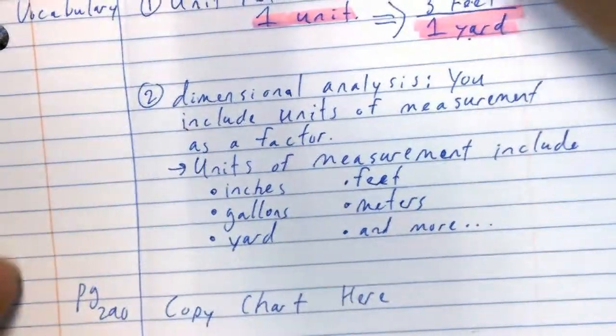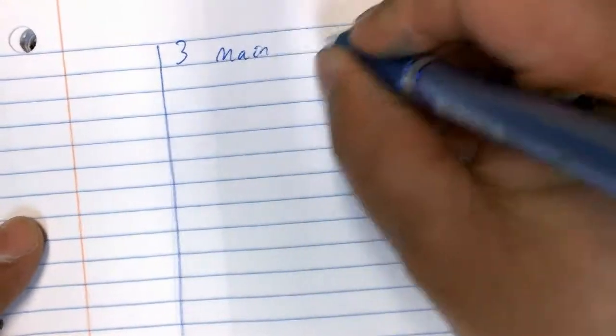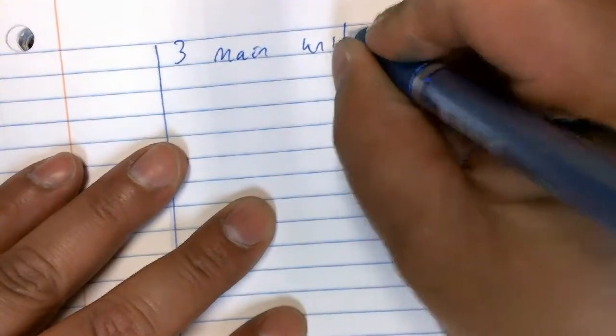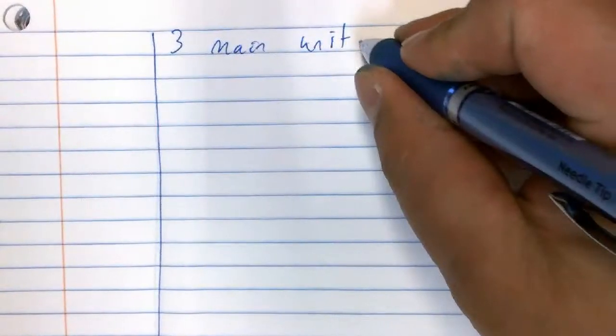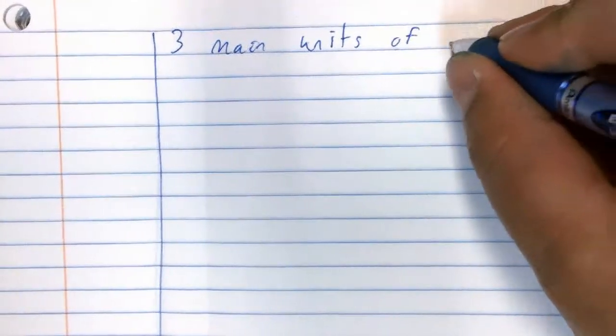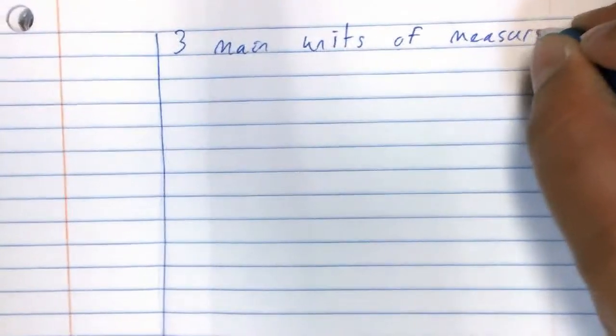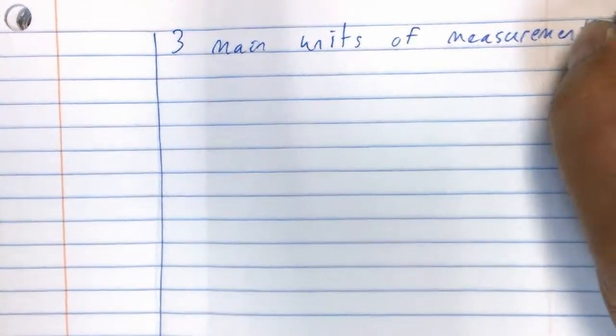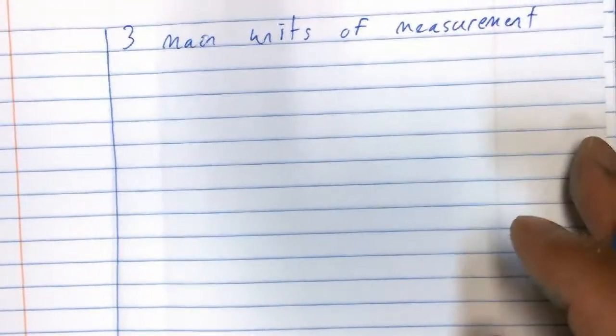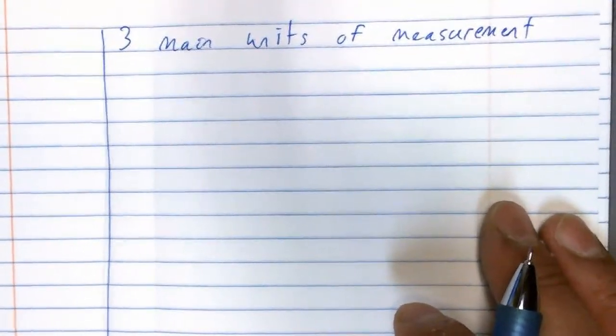But here we go. And I'm going to write what you just saw on that chart. 3 main units of measurement. Now, for this especially, you can't just attack the numbers. You really have to understand what you're doing.